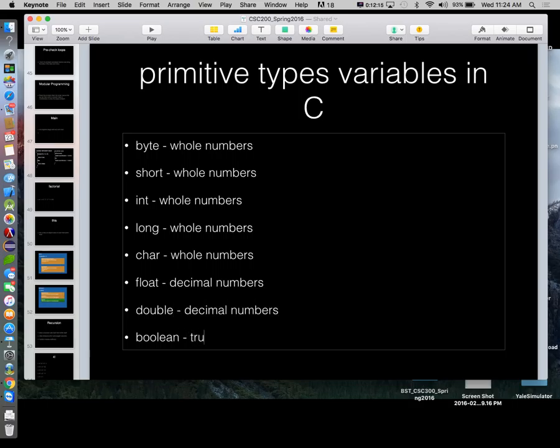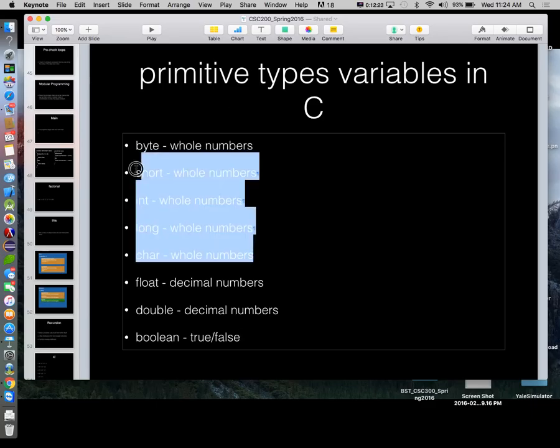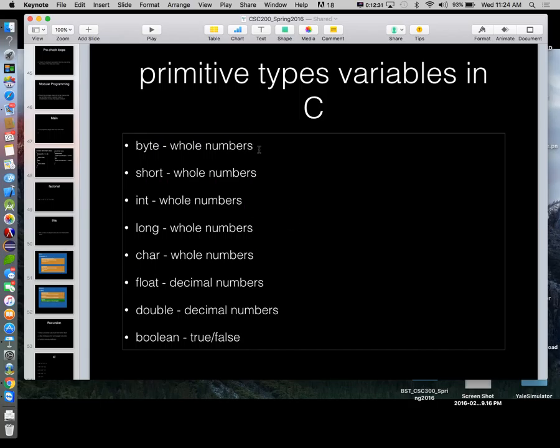And then this guy is true false for our Booleans. All right. So what this question was asking is, why are there so many ways of holding whole numbers? Why are there so many of those guys there? Okay. So let's talk about each of these. Give a little more detail to it.